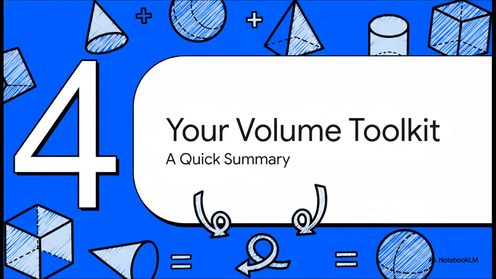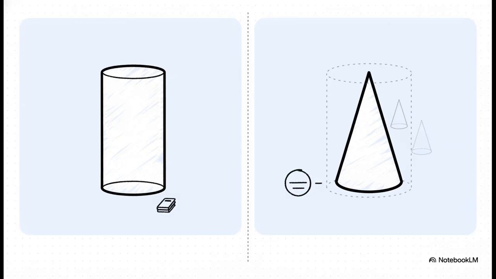All right, let's do a quick recap. Let's pull everything together and look at the two essential rules we've just put in our volume toolkit. You know, it all boils down to two simple questions. First, does the shape have straight, parallel sides, like a stack? If yes, its volume is just the base area times the height. Second, does it come to a single point? If yes, you just do the same thing, but multiply it by 1/3. That is literally the entire toolkit right there.